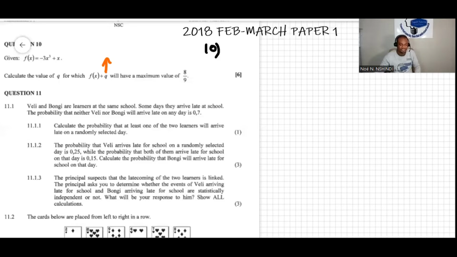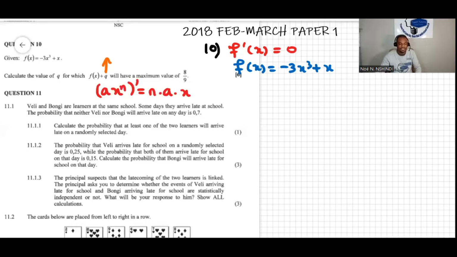The maximum occurs when the first derivative is equal to 0. So now, because f of x equals negative 3x³ plus x, I'm going to differentiate f of x. Remember, when we differentiate a polynomial, we can differentiate each term. The formula is: ax to the power of n differentiates to n times a times x to the power of n minus 1.